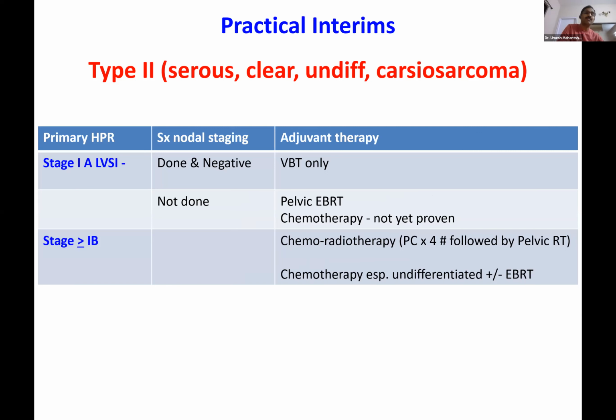Whereas for patients who have more than or equal to 1B, irrespective of other factors, these patients usually are treated with combined modality treatment. And as I mentioned earlier, as we do for stage 3, we usually give them 4 cycles of paclicarbo followed by pelvic radiation. And chemotherapy alone is usually reserved for the other, more aggressive histologies like undifferentiated carcinomas or carcinosarcomas. And if the patient tolerates chemotherapy well, then they are topped up with external beam radiation.